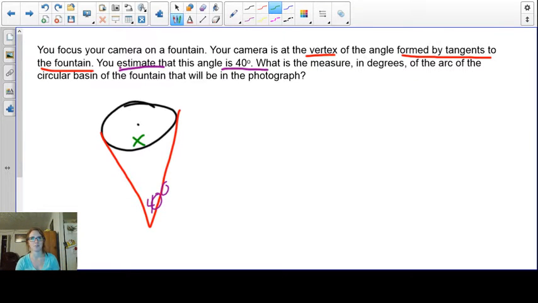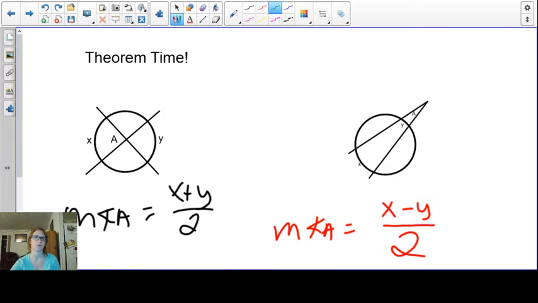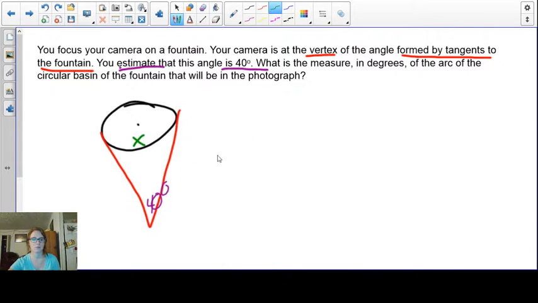Well, I don't have enough information, do I? Because if I look back at my original theorem, it tells me I need the big piece minus the little piece and divide that by 2. Well, I know the little piece, don't I?